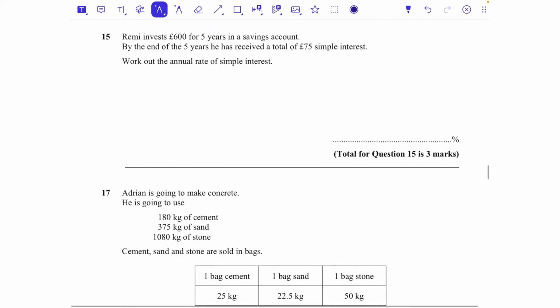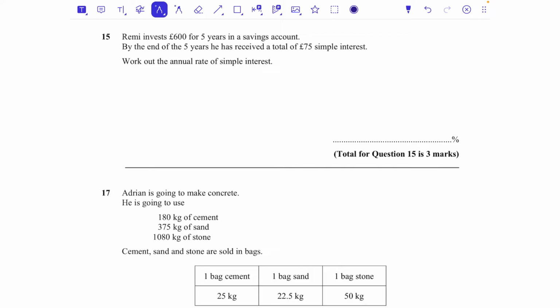Question number 15. Remy invests £600 for 5 years in a savings account. By the end of the 5 years, he's received a total of £75 simple interest. Work out the annual rate of simple interest. So compound interest is when it builds up and it adds on to the previous amount. But for simple interest, we get the same amount every year.